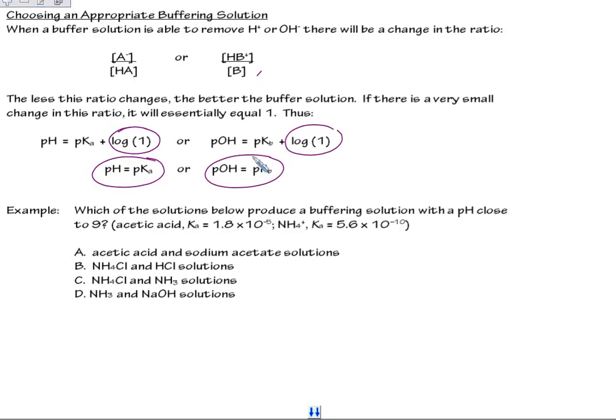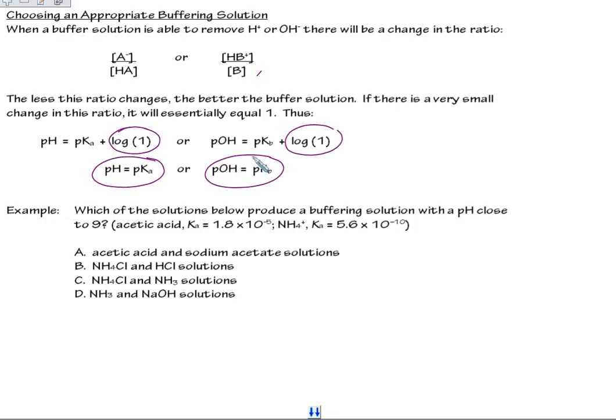A, B, C, D. Which of the following solutions will produce a buffering solution with a pH close to 9? Now, first thing you have to ask yourself is, are these buffering solutions? Are they even buffers to start with? Solution A, classic buffer. You've got acetic acid, which is the weak acid. The conjugate base is the acetate ion. It could be any soluble acetate, sodium acetate probably being the most common. So far, solution A is a buffer.